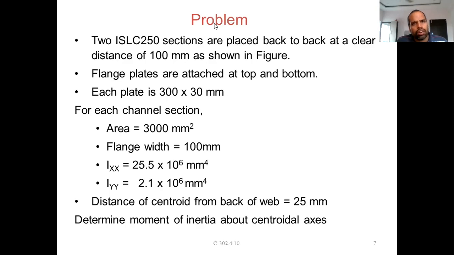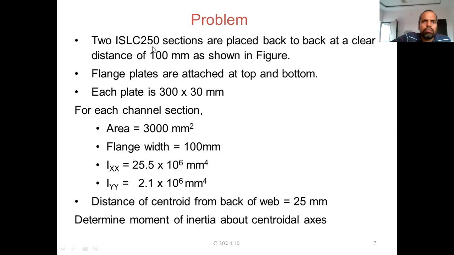Even if the figure is not given in the problem and you draw it, some marks are allotted for the figure also, because the figure is very important. ISLC means Indian Standard Light Channel sections. ISLC means channel sections.